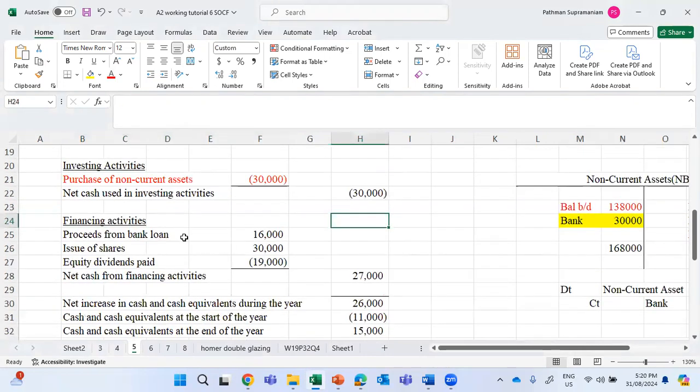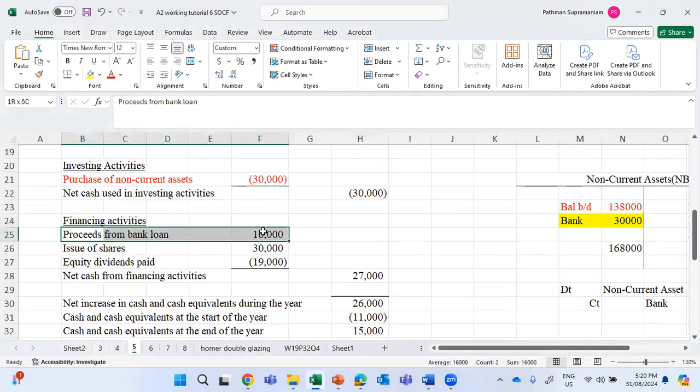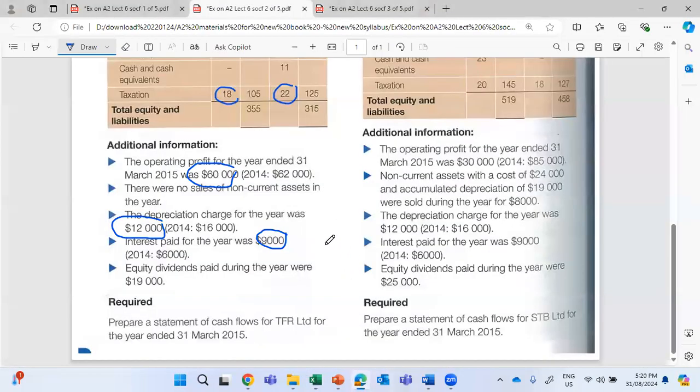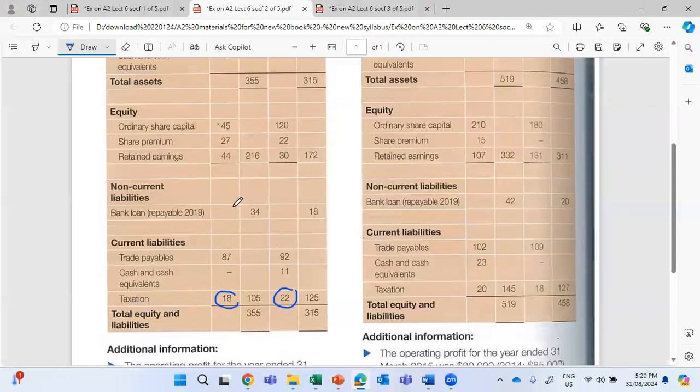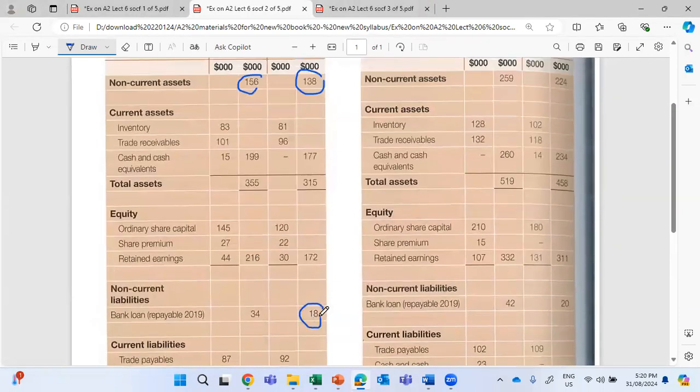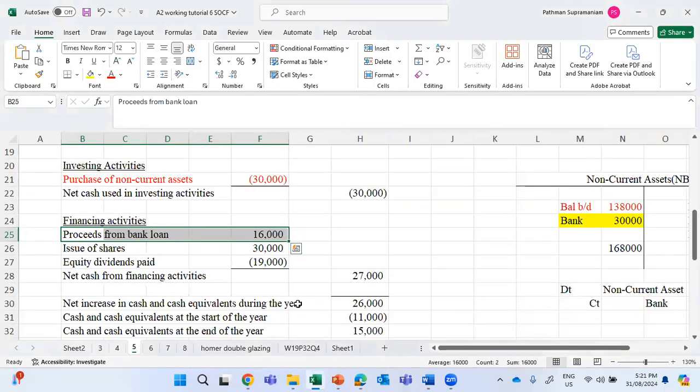Okay, so next we go to financing activities. Proceeds from bank loan. Where did I get this from? Go back to the SOFP. You'll see a bank loan here. From last year to this year, the amount has increased. Bank loan is a liability, so when you increase a liability, that means we need to credit bank loan for 16,000. Therefore, we debit bank. So that's how we get 16,000.